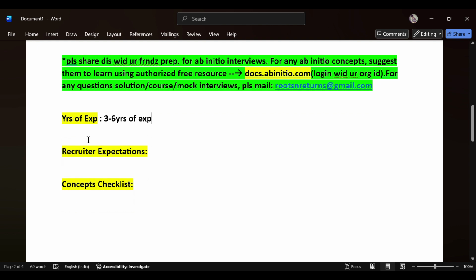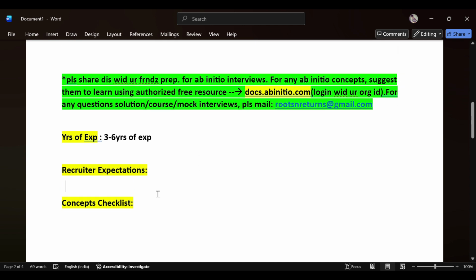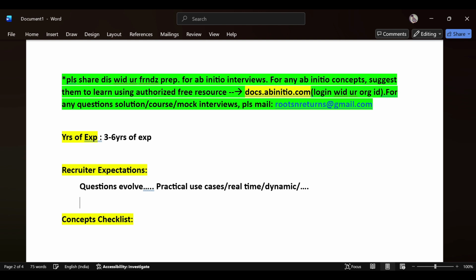First, the years of experience is 3 to 6, and the recruiters typically expect that the questions evolve. We get practical questions, practical use cases, real-time and dynamic questions. This one is quite a bit of theory plus practical. It's application oriented, so you have to apply your concepts.